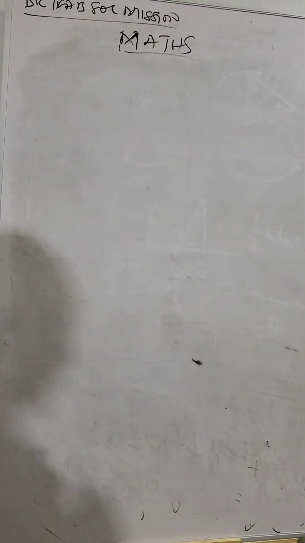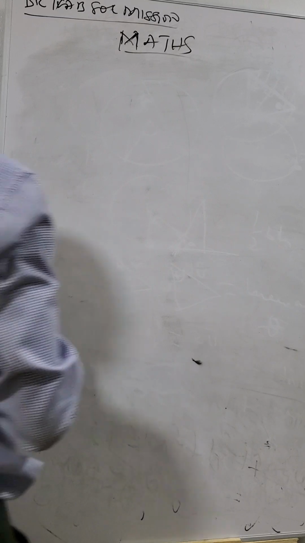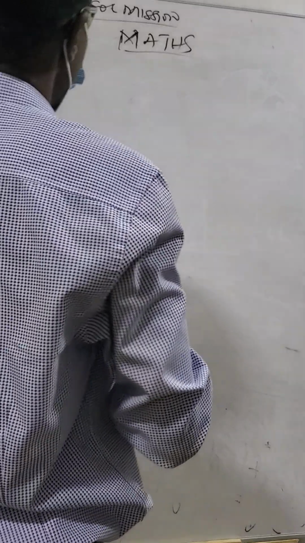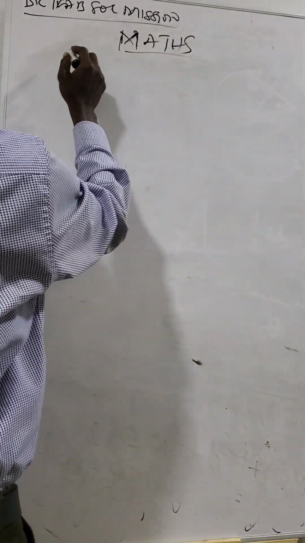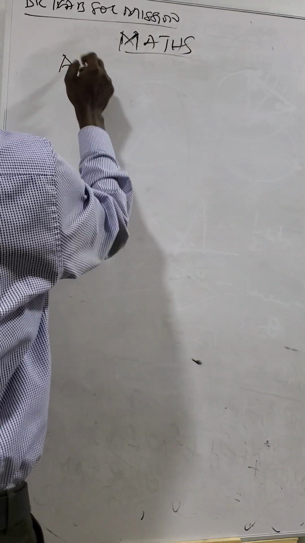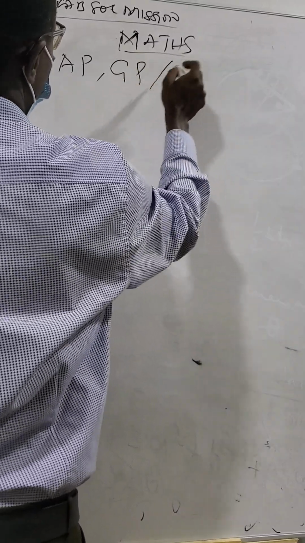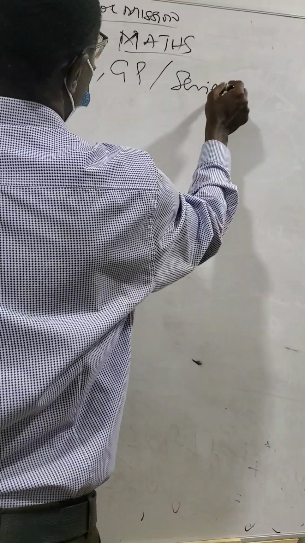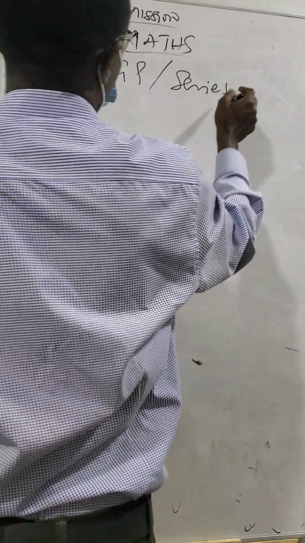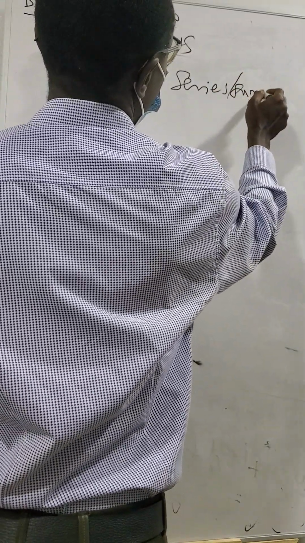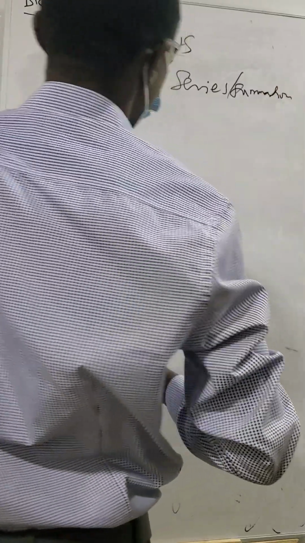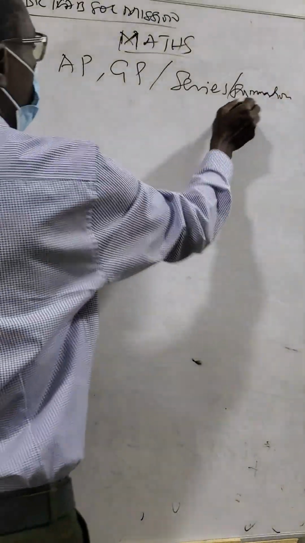Mathematics today. We'll continue with the chapters that we left off in the last discussion. Today we'll look at arithmetic progression, geometric progression, and of course the series or summation.